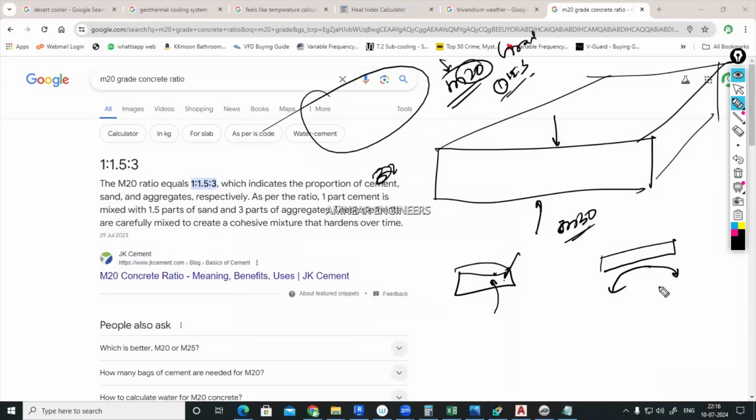By twisting it or by bending it, you can easily fail the concrete. That's why, to increase the tensile strength of concrete, we are introducing steel inside. That is called reinforcement. When we introduce metal steel bars inside, steel has high tensile strength. So since we are introducing steel inside, we can increase the tensile strength of concrete, right?